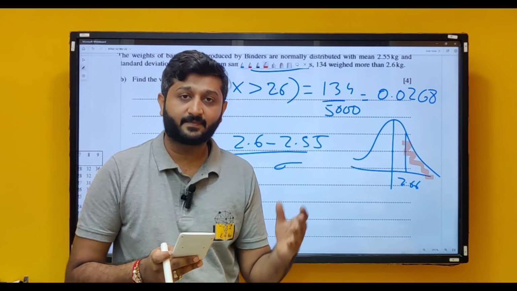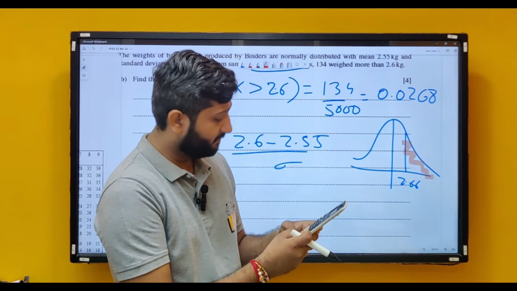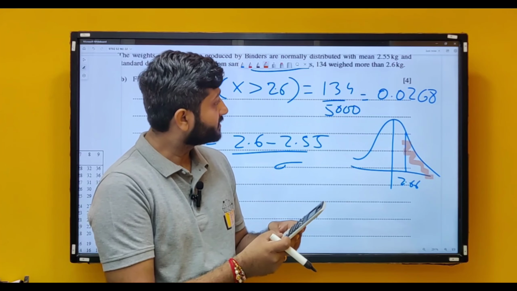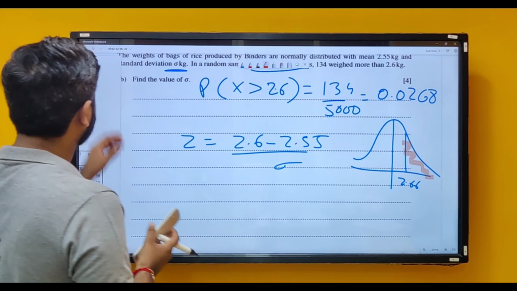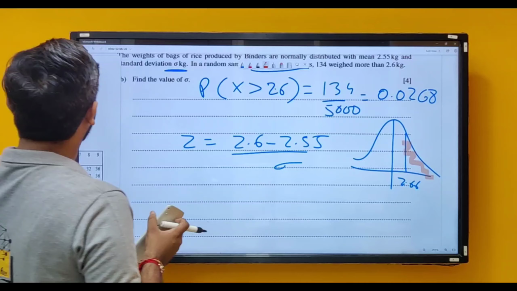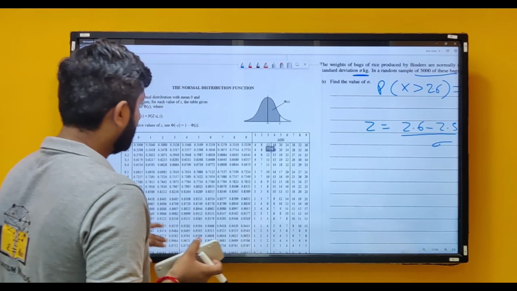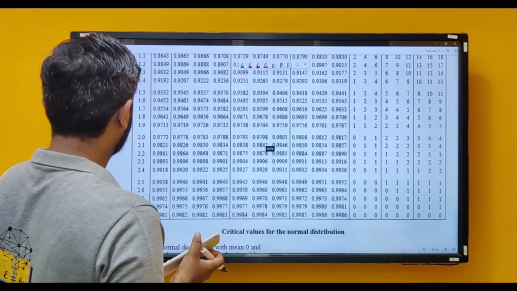This region is 0.0268. So I'll have to find out Z. So what will I do? I'll subtract 1 from here. 1 minus 0.0268, which is 0.9732. And I'll find out the value of Z for which the probability is 0.9732. Let me just go here. Where do I get probability of 0.9732? 97.